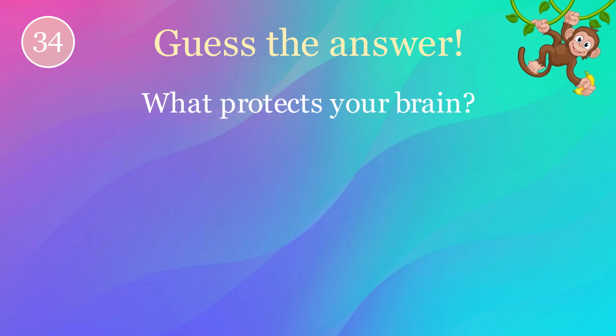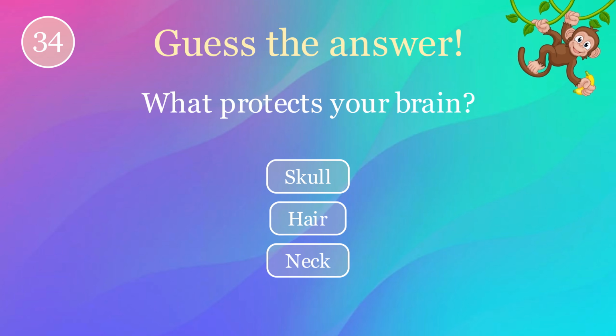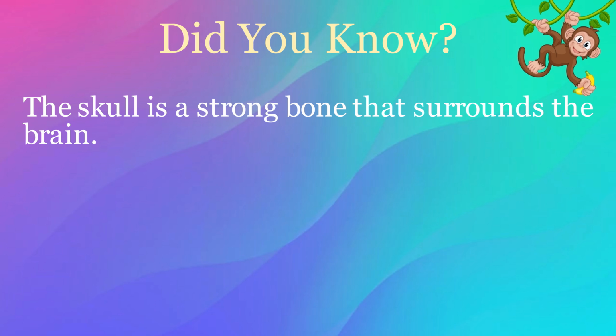What protects your brain? Skull. Hair. Neck. The correct answer is skull. Here's an interesting fact. The skull is a strong bone that surrounds the brain.